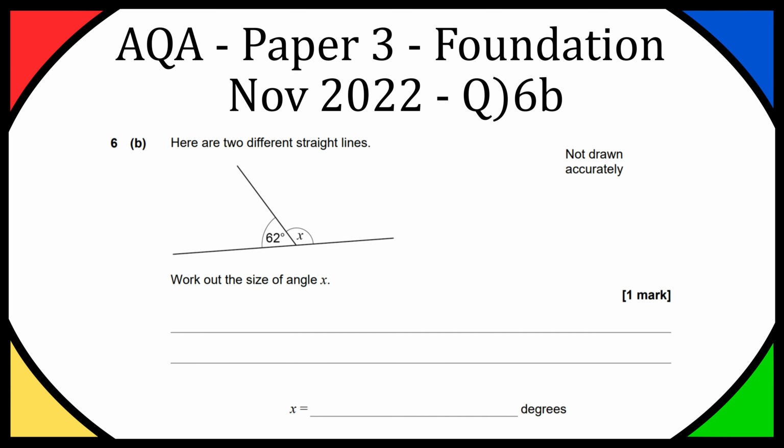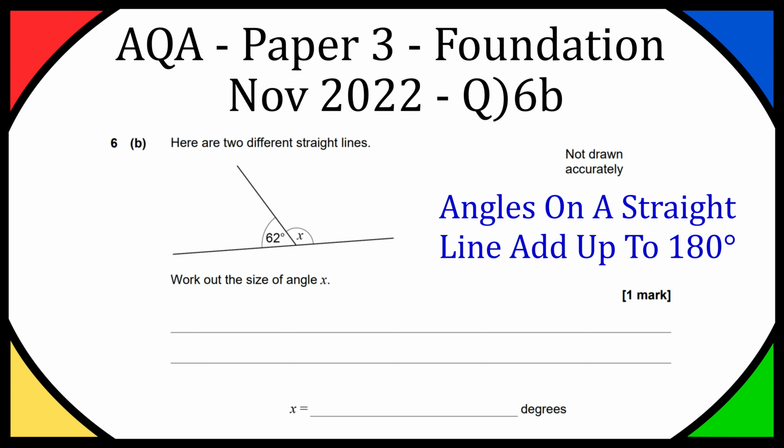Hey everyone, so this is question 6b and today we're going to be looking at angles on a straight line. So for this question it says here are 2 different straight lines. Work out the size of angle X, and it's a 1-mark question. So what we're dealing with here really is just one straight line, and that's the straight line that has angles 62 degrees and X on it, and they're basically split by the other line. Now if you don't know, 2 angles on a straight line always add up to 180 degrees. So we're going to use that bit of information now to work out angle X.